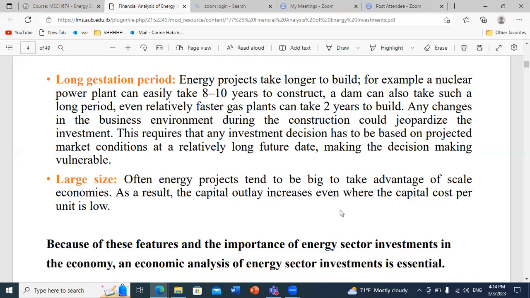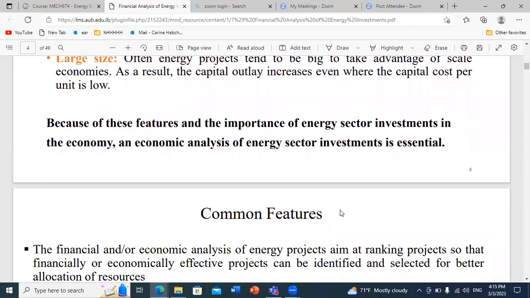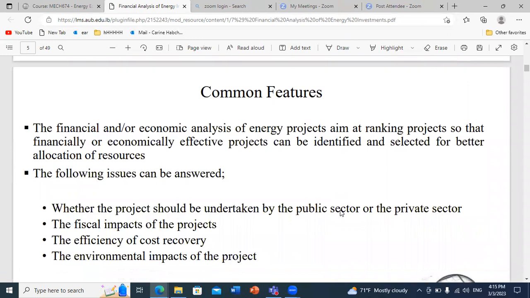Because of all of these features and the importance of energy sector investment in the economy, an economic analysis of energy sector investment is essential. And we'll discuss today how to perform such analysis. Now we'll differentiate between the financial and economic analysis of energy projects, which aim at ranking projects so that financially or economically effective projects can be identified and selected for better allocation of resources.